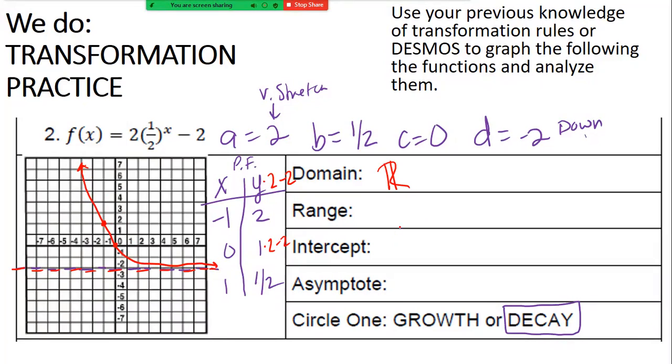Our range now, what is our lowest point now? Our lowest point is -2. So y is greater than -2. Our intercept is clearly at 0, 0. And our asymptote is at y equals -2.